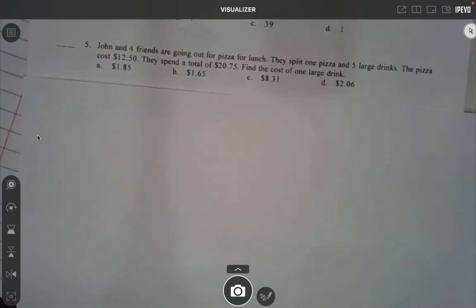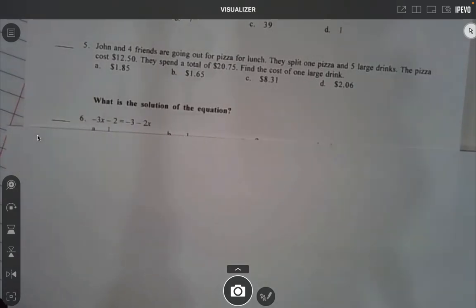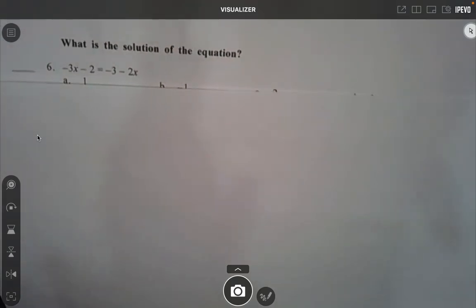Okay. Number 6. This one is where it changes just a little bit. What do y'all notice happens with the x's? There's not just one, but how many of them are there? 2. I have x's over here and x's over here. So we need to combine them. So pick one to move. Somebody tell me, do you want to move the 3x or the 2x?